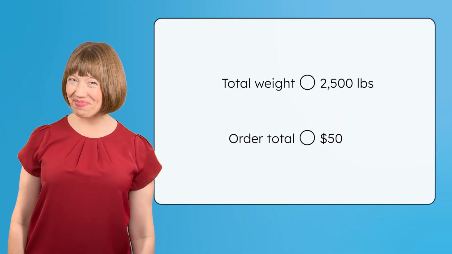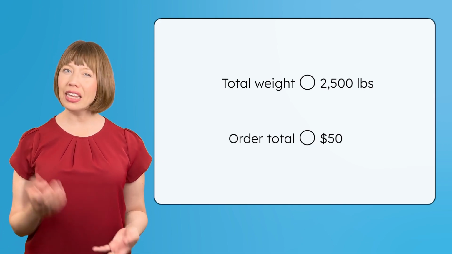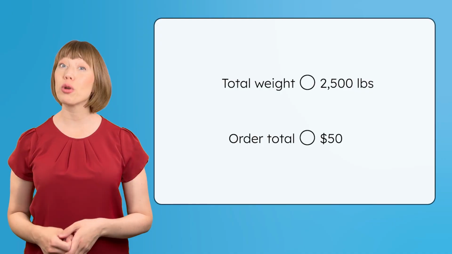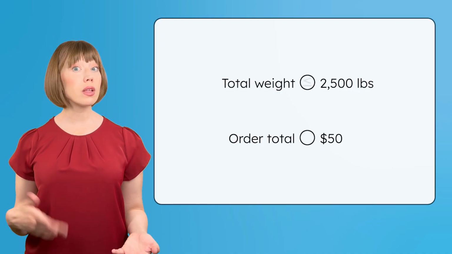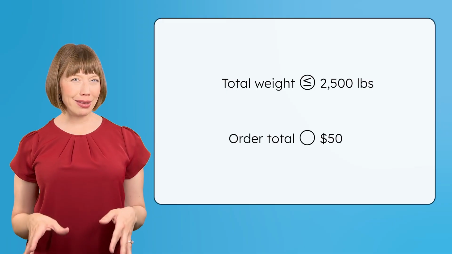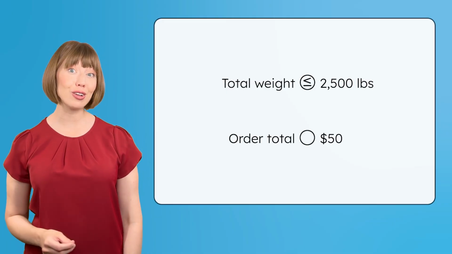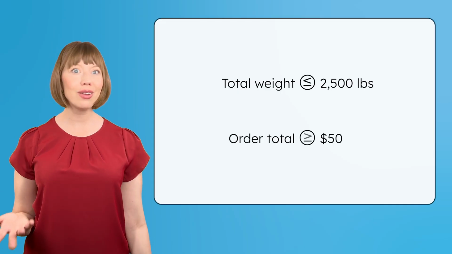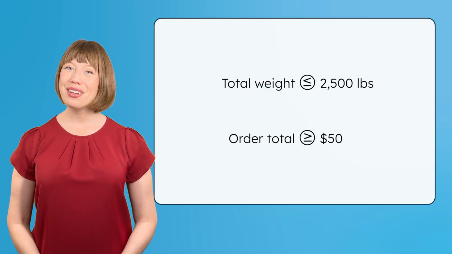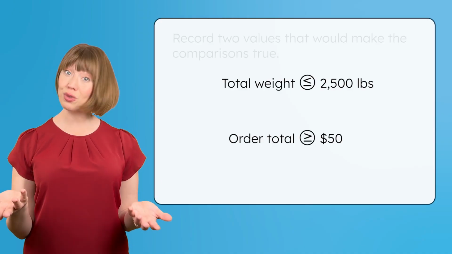Ready to check? The total weight allowed in the elevator is less than or equal to 2,500 pounds, so we use the less than or equal to symbol. To get free shipping, you must spend greater than or equal to $50, so we use the greater than or equal to symbol. Now, let's think of some numbers that will make each statement true.